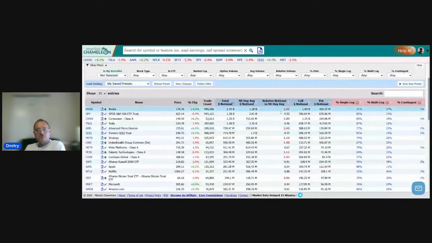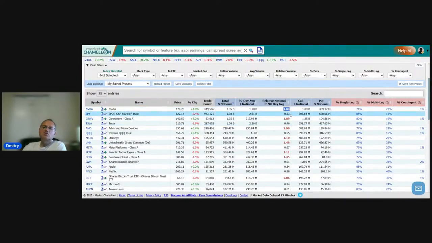Then we got the relative notional value. That's taking the day's value versus the average daily notional value, and that gives us a relative. So if there's a lot more than the average daily volume, this ratio will be above 1, right? If it's less than, then this ratio will be below 1. So like, for example, in SPY, we had $1.3 billion worth of options that traded, but on an average daily, we see 2.6 billion. So you could see there that ratio is 0.53.